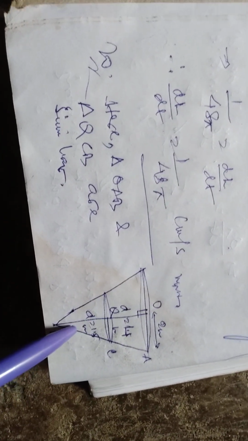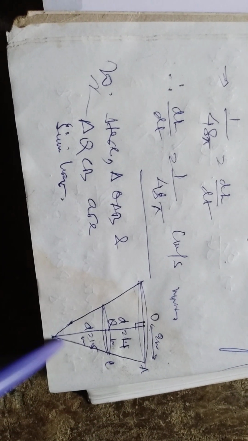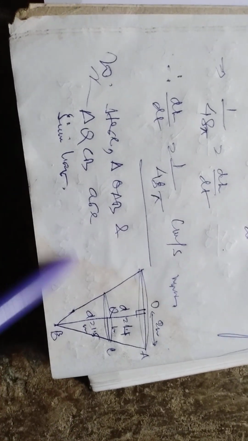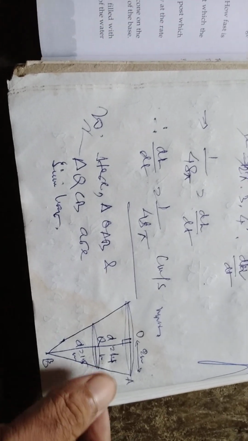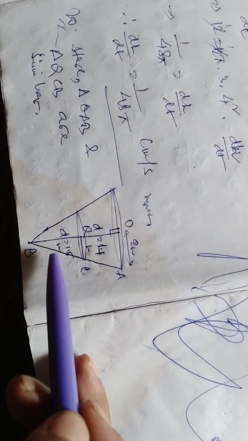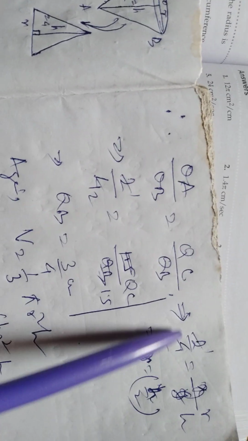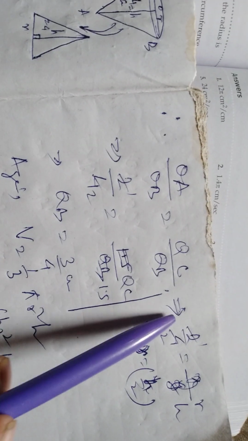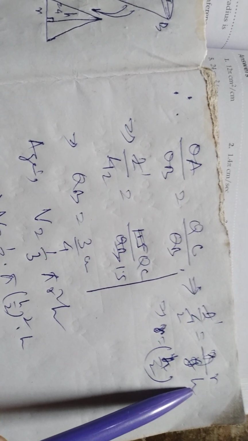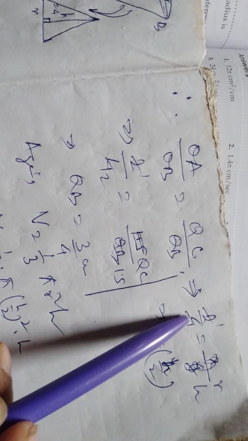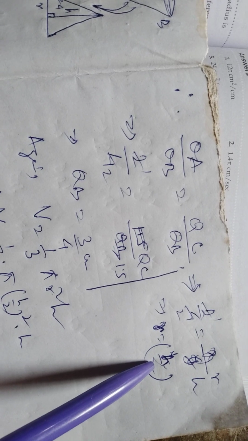So in this figure, 2 meter is the radius, and 4 meter is your original height. Here OAB and QCB are similar triangles. Therefore, we can write OA by OB is equal to QC by QB. Therefore, it will become 2/4 equals R by H. So after cross multiplication we get R is equal to H by 2.